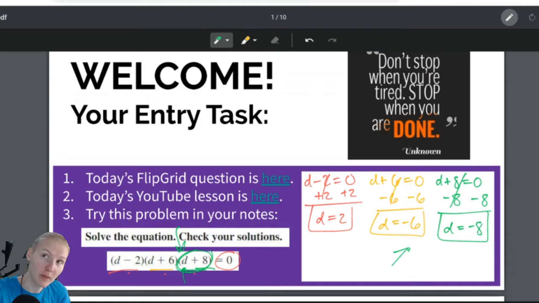If you don't show me your work on a quiz or a test, and you get it wrong, if you just write d equals 4 with no work to back it up, I'm gonna be like, no, I don't know what you're doing, so I can't give you partial credit if you guess and you get it wrong. If you don't show your work and you get it wrong, I can't give you partial. So please show your work. I will be greatly appreciative of that. Alrighty. That is the entry task problem.